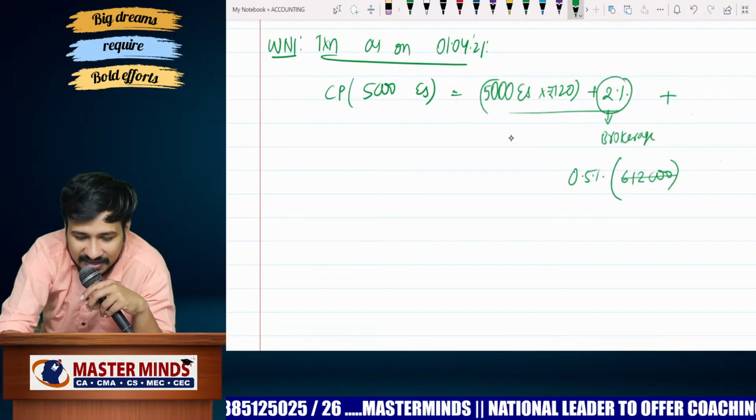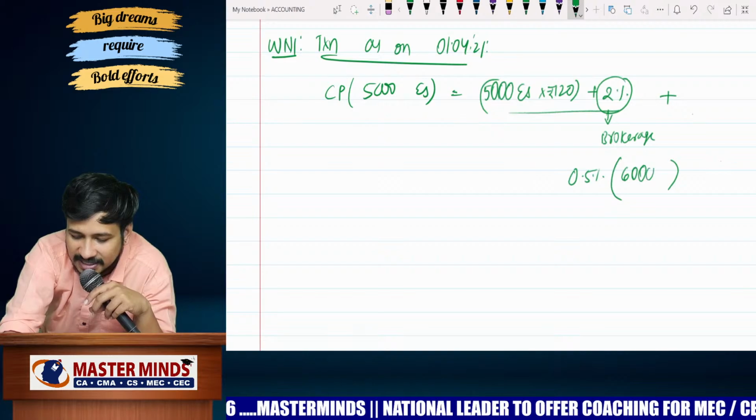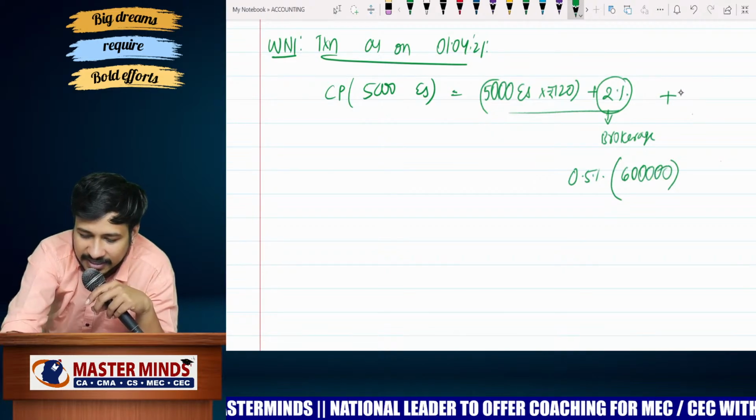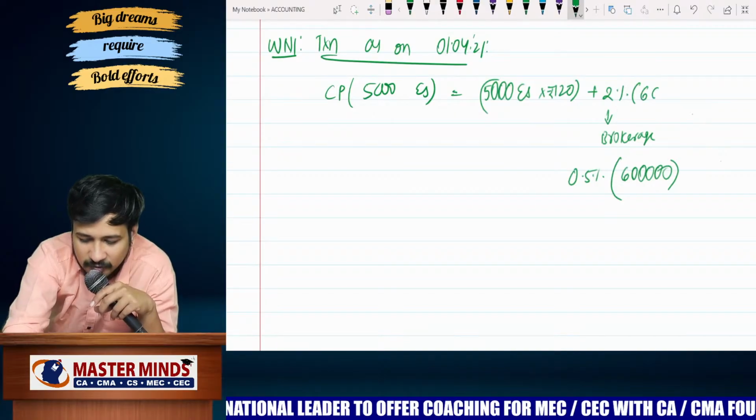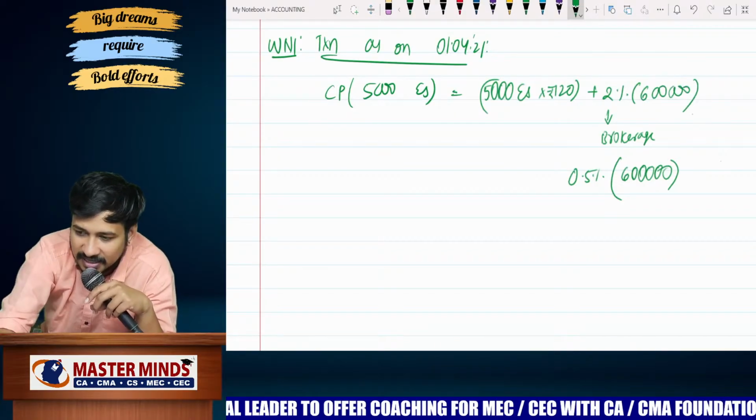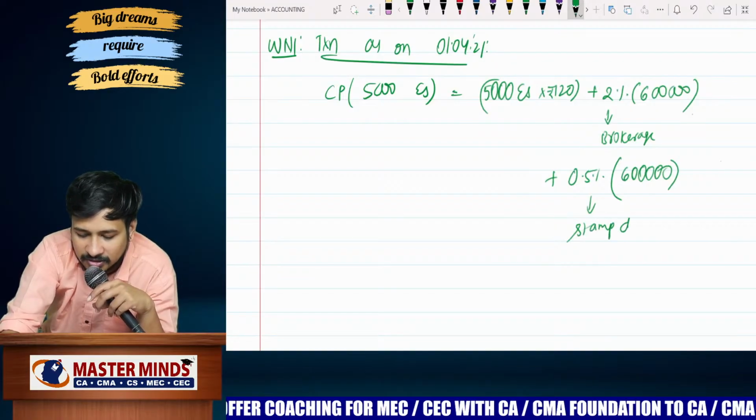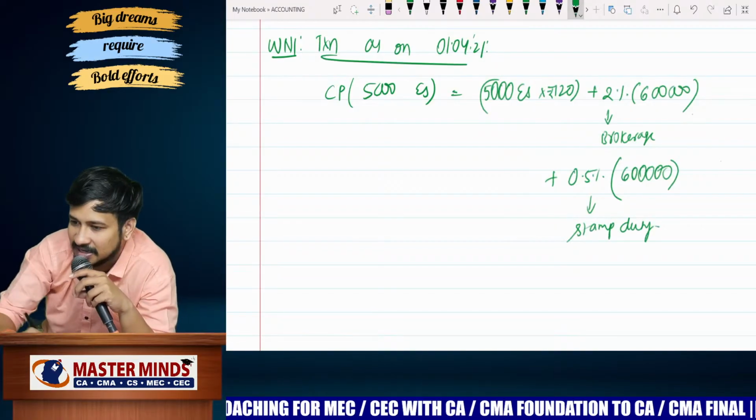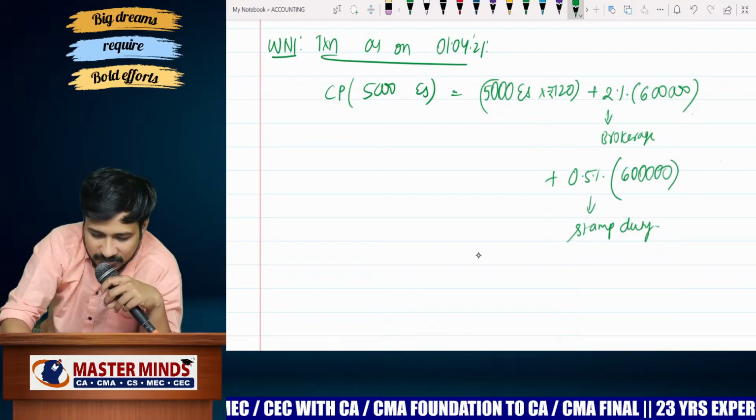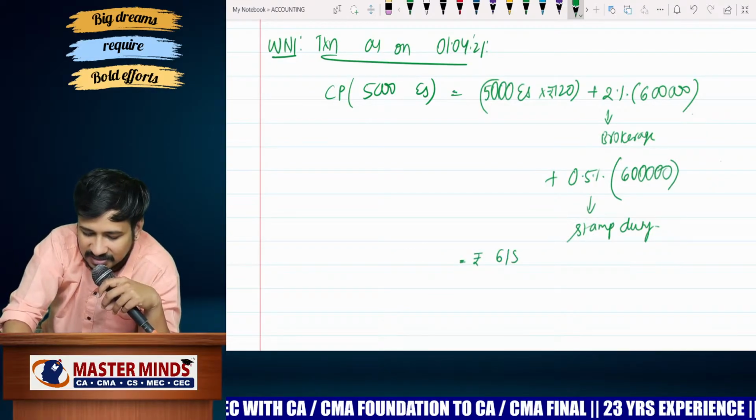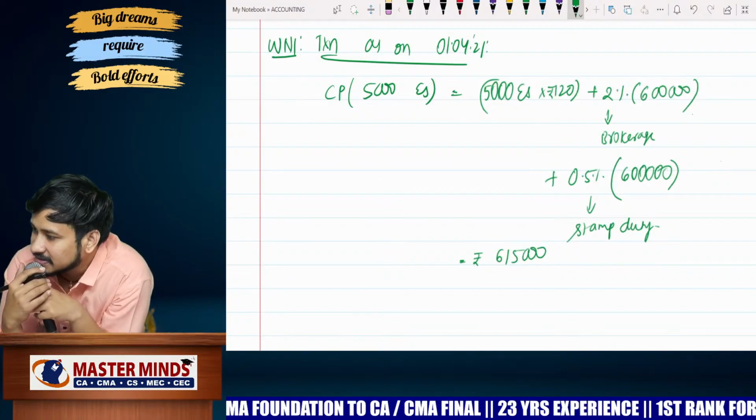That is 6 lakh, which is 5,000 equity shares into 120, which is exactly 6 lakhs. I'm telling you, you need to compute even brokerage only on the cost price, that is 6 lakh. You need to compute stamp duty also only on the cost price, that is 6 lakh. If you have done like that, you're going to get the exact answer, which comes to an amount of rupees 6 lakhs 15,000. Is my point clear?